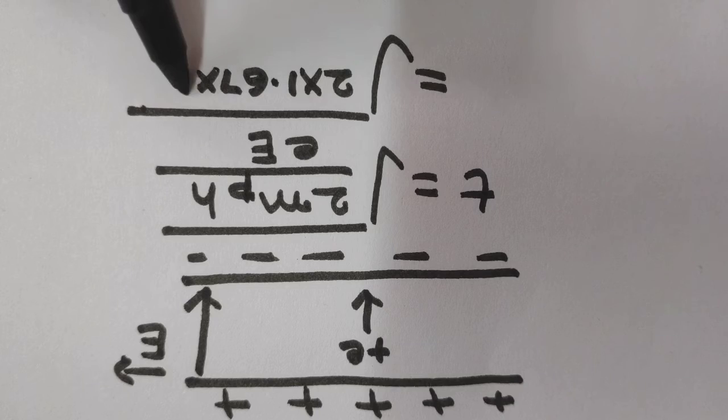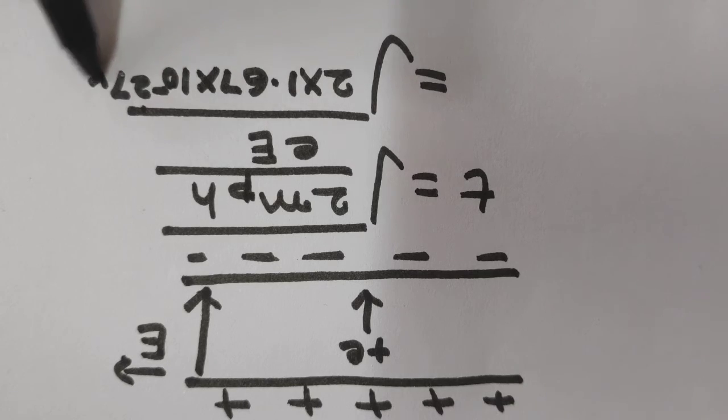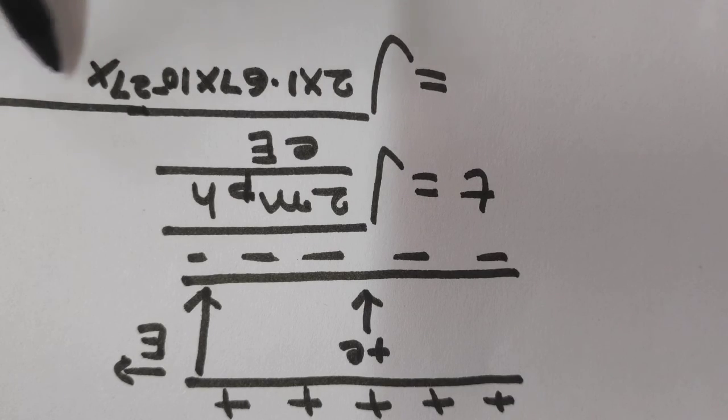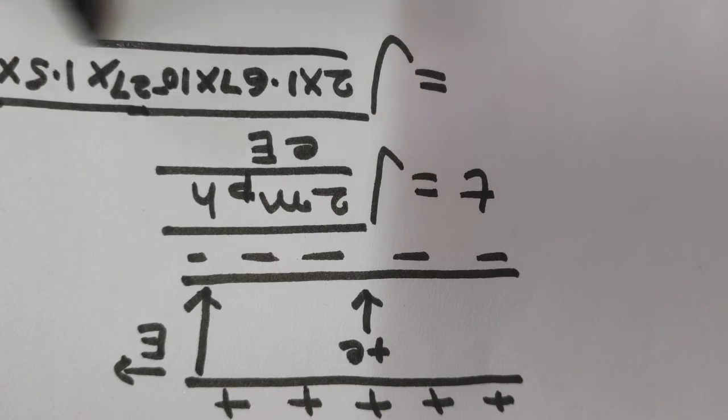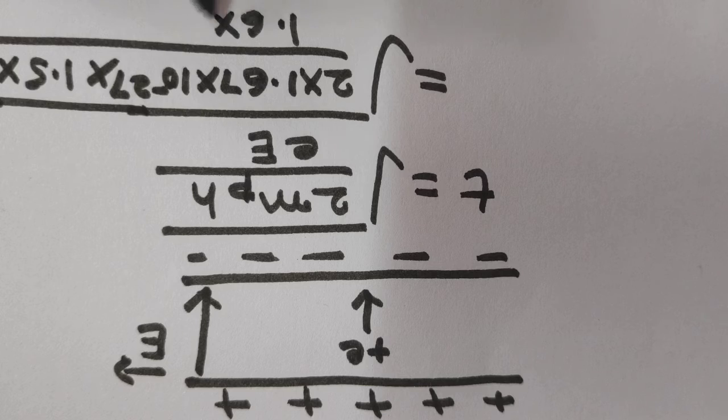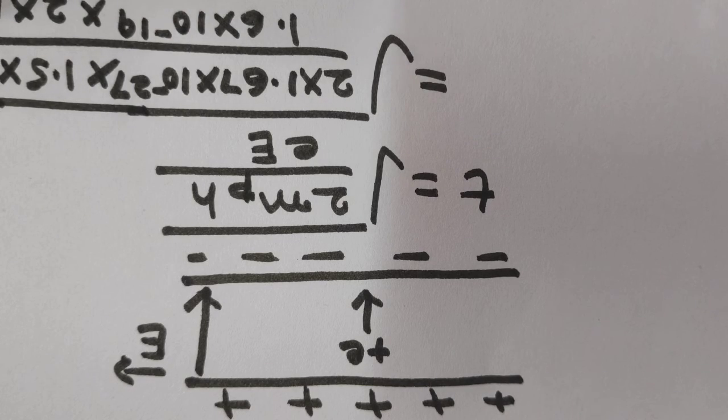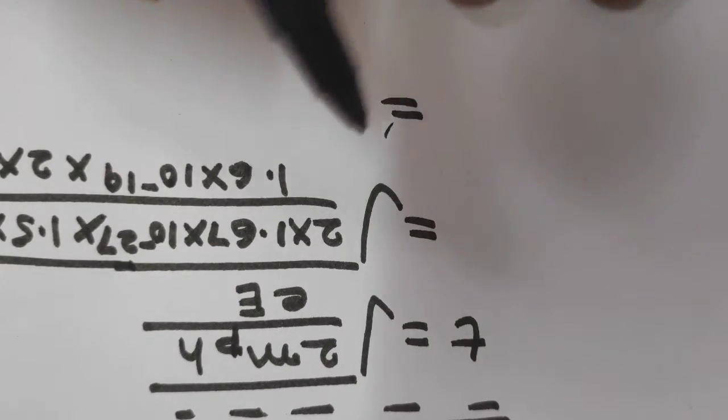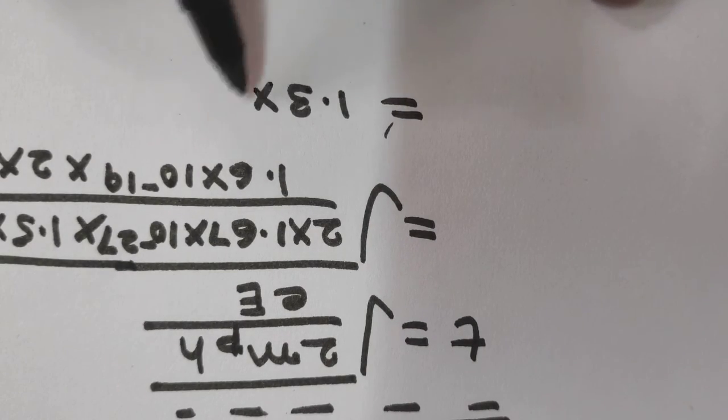1.67 into 10 raised to power minus 27 into h, again 1.5 into 10 raised to power minus 2, upon 1.6 into 10 raised to power minus 19 into 2 into 10 raised to power 4. When we calculate this, we get the answer 1.3 into 10 raised to power minus 7 second.